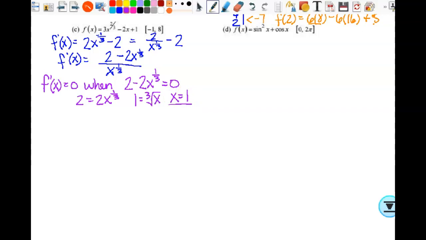Okay. Then f prime of x does not exist when the denominator equals 0, when x to the 1/3 equals 0, right? That's why we set the numerator and denominator. So numerator equal to 0, the whole function's equal to 0. When the denominator is equal to 0, that's when that function does not exist, okay? And then if x to the 1/3 equals 0, what does x equal? 0, okay? So there's my other candidate.